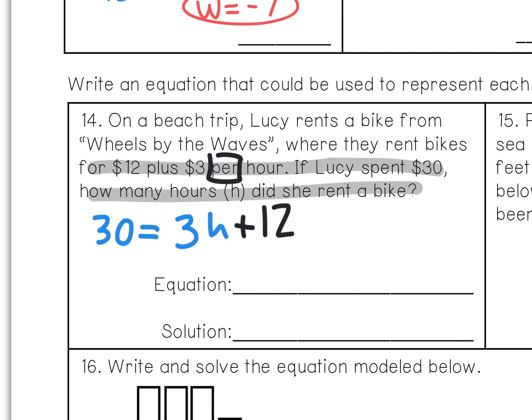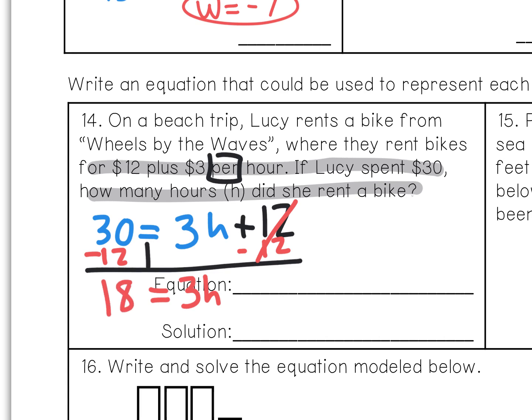Okay, so based on what we did before, do my T-chart. Which thing would I get rid of first? The 12. So how do I undo plus 12? Minus 12. No 12s left. 0. So that's gone, and what's left on this side? 3H. Okay, what's 30 minus 12? 18.